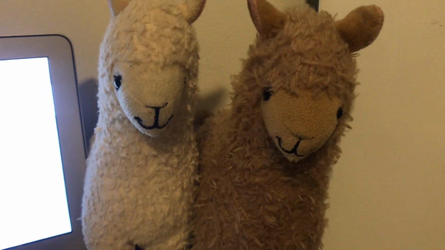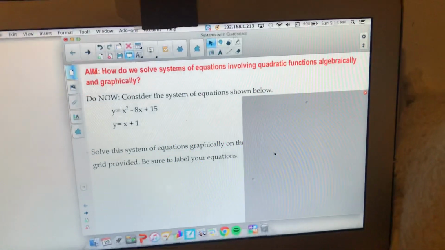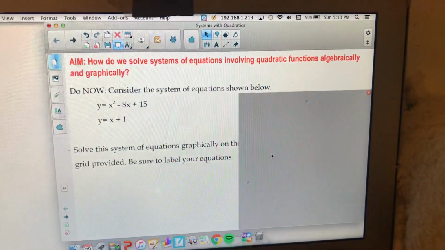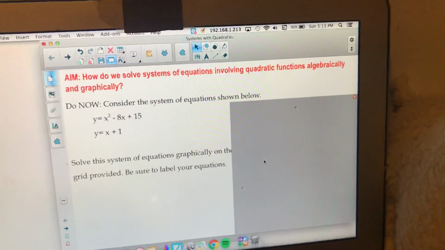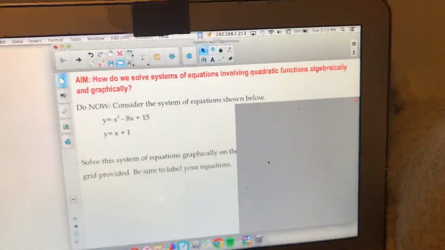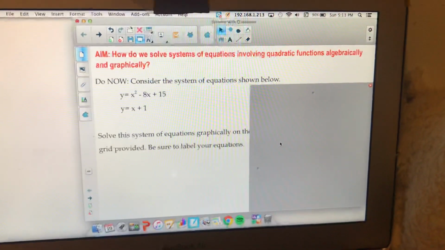Good morning, mathematicians. Today we are going to do a little throwback to solving systems of equations, except we are going to involve quadratic functions, but we're going to solve them algebraically and graphically, just like you guys did when I first introduced them to you.